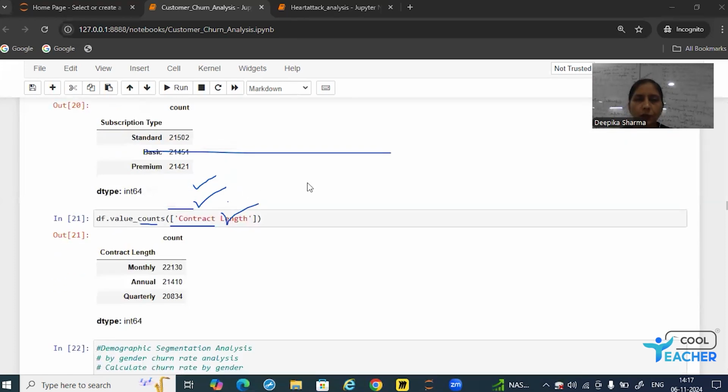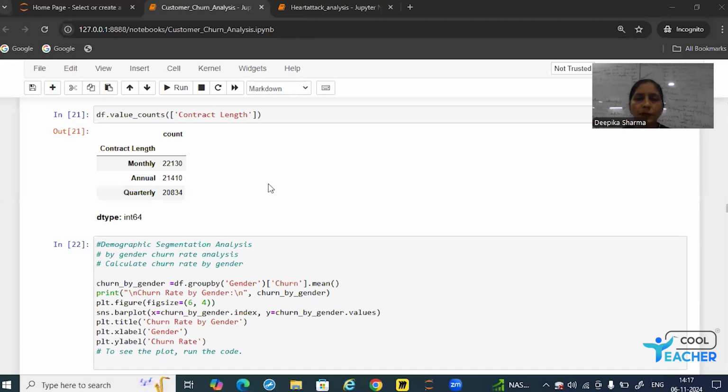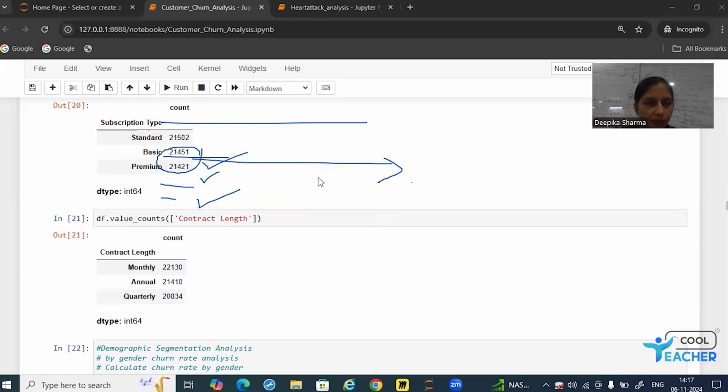Now, if I talk about the contract length, let's say 22,000 people took the monthly contract length, approximately 21,000 people took the annual contract length, and nearly 20,000 people took the quarterly contract length. So the majority of the people are taking the monthly contract length, first of all. Number one, this is one.